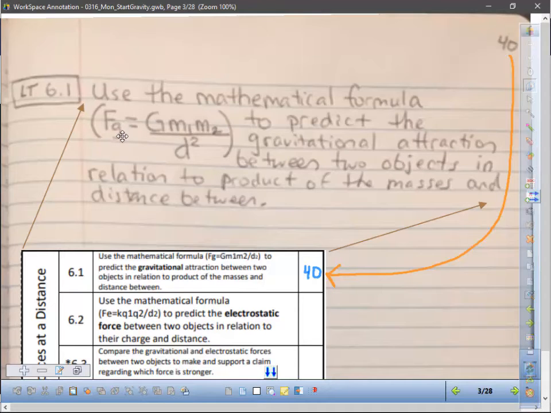It's F of g equals capital G m1 m2 all over lowercase d squared. So go ahead and pause the video and copy this onto page 40 just like this, and then write the page 40 on your table of contents.